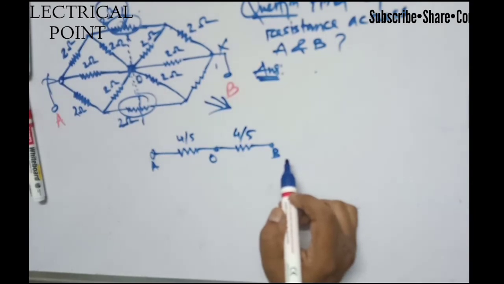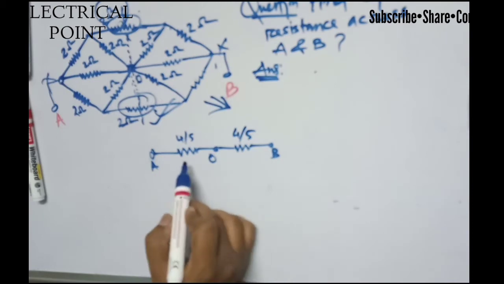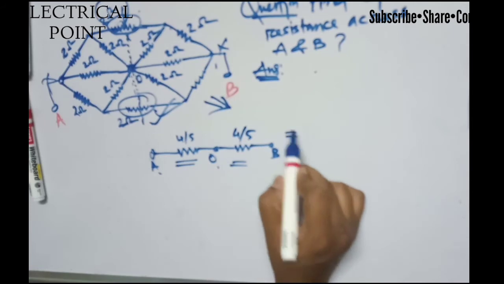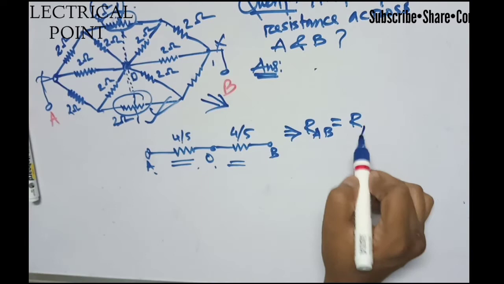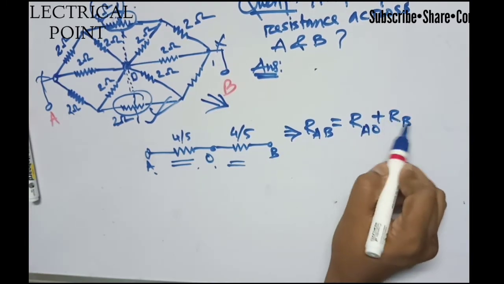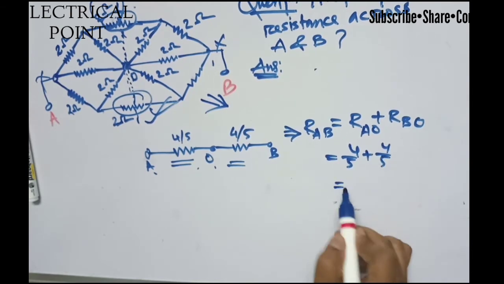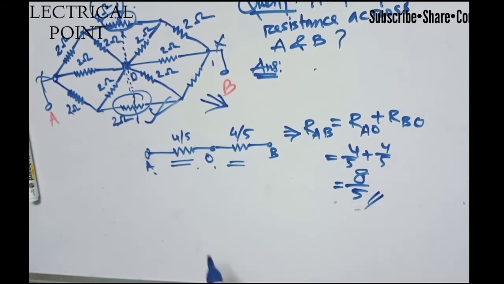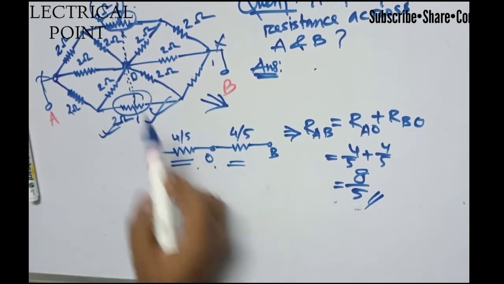So guys, I have simplified this complex circuit into a simple circuit like this, and we also know the resistances across AO point and OB point. So our RAB will simply be the sum of these two resistances, RAO plus RBO. So this will be 4 by 5 plus 4 by 5, and it will be 8 by 5.